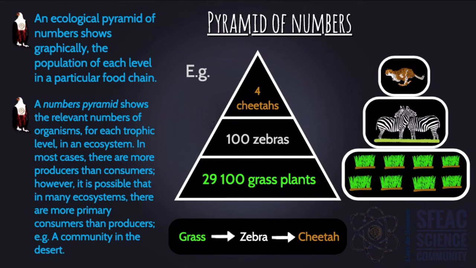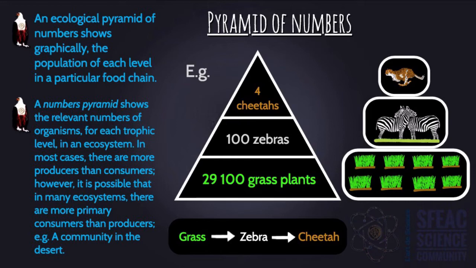Now we move on to the pyramid of numbers. An ecological pyramid of numbers shows graphically the population of each level in a particular food chain. A numbers pyramid shows the relative numbers of organisms for each trophic level in an ecosystem. In most cases, there are more producers than consumers. However, in some ecosystems, there are more primary consumers than producers. For example, a community in the desert, where there are fewer plants, so we are probably going to have scarcity of plants and of producers, which is going to translate into a problem.